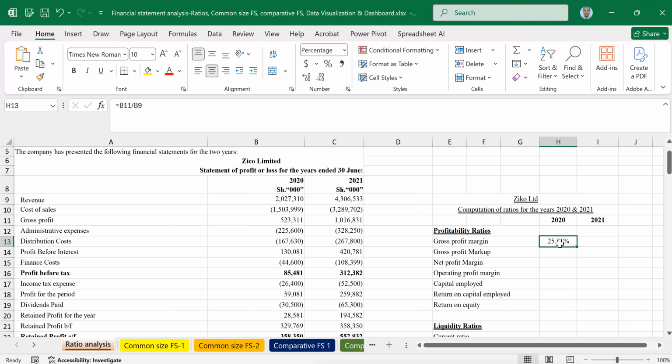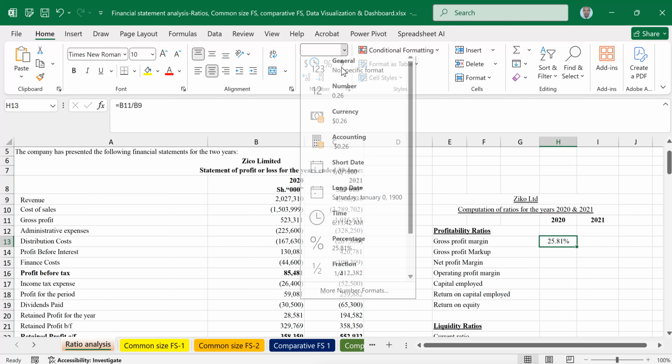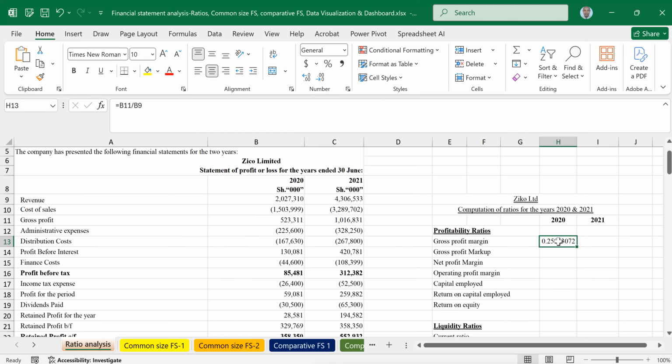If you are not getting 25, let's say maybe yours is still formatted in general, then you simply click on the percentage sign, then convert that to 2 decimal places by increasing or decreasing the decimals here. Then drag across to have the other answers.